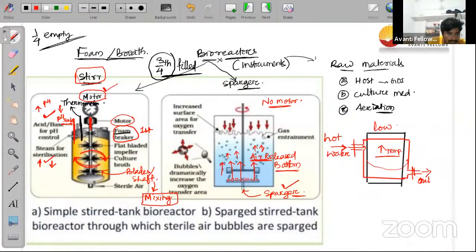There will be a small opening here. This will be the product side, the product hole. The product will come out from here. Is this clear to everyone? Did everyone understand now?